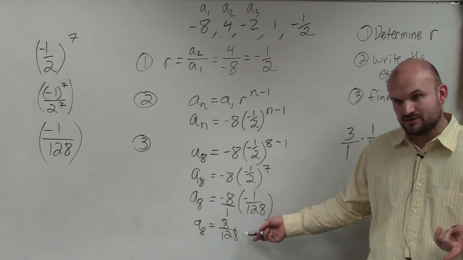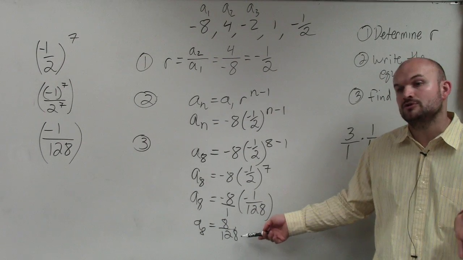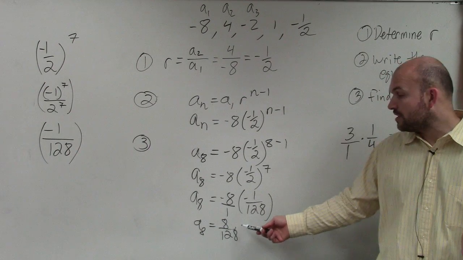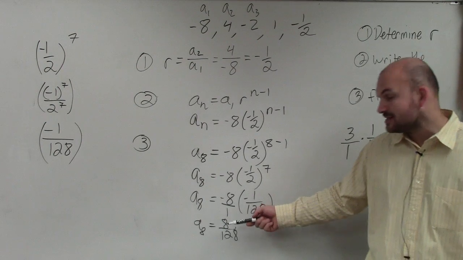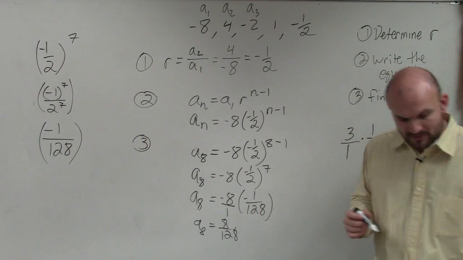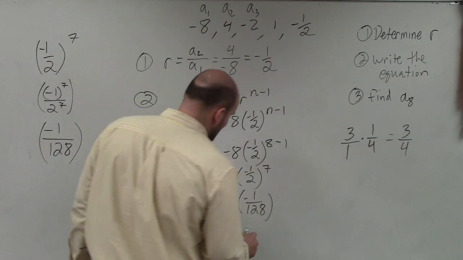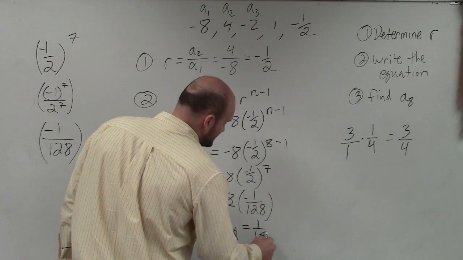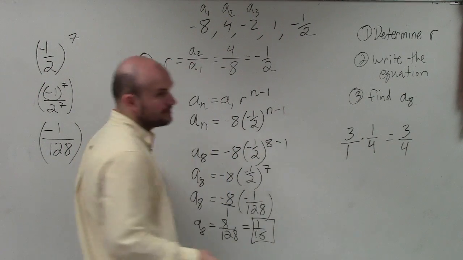You're never going to see this answer on a test when it's not reduced. So you're going to want to make sure you know how to reduce. So therefore, you reduce this. And what you notice is that the top and bottom can both be reduced by 8, which gives you a final answer of 1/16. That's when you reduce it.